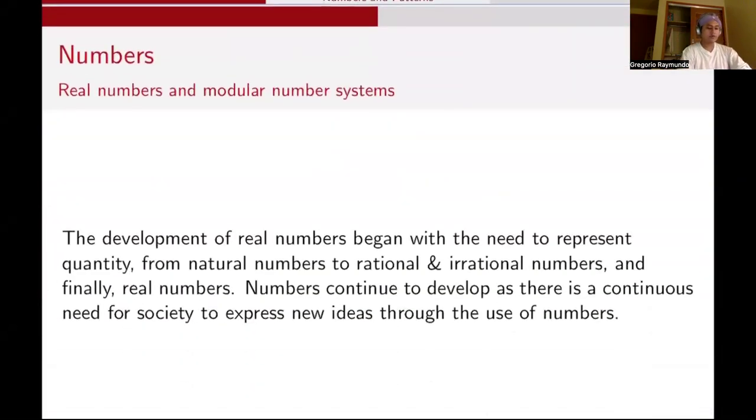Now, we'll focus after on real numbers and modular number systems. The development of real numbers began with the need to represent quantity, from natural numbers to rational and irrational numbers. So nung nakita natin sa sets, dinefine natin ang natural numbers, and then lumaki sa rational, nagkaroon ng irrational numbers like square root of 2, pi, and finally, lahat ng real numbers. Numbers continue to develop as there is a continuous need for society to express new ideas through the use of numbers.